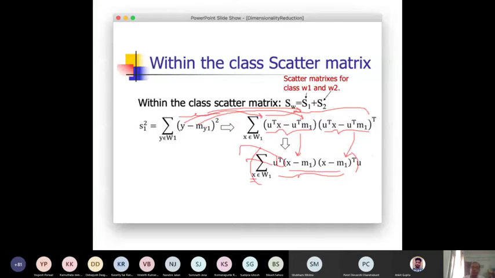If you take the sum over x, what will it give you? Sum of deviations. What does it mean? Sum of square of deviations, basically. It will give me a matrix, isn't it? These are the column vectors. So it will give me S1 itself. So I can write S1 square as U transpose S1 U.